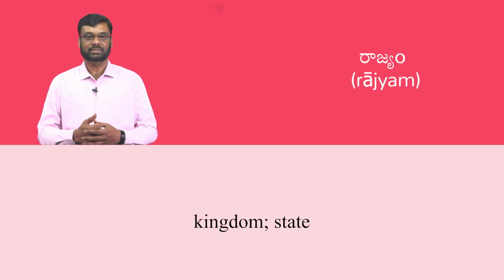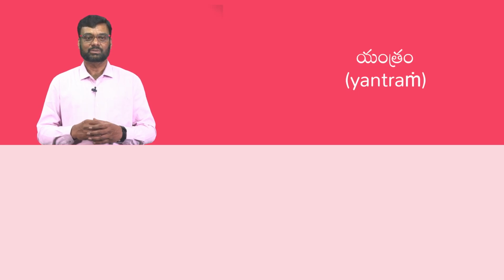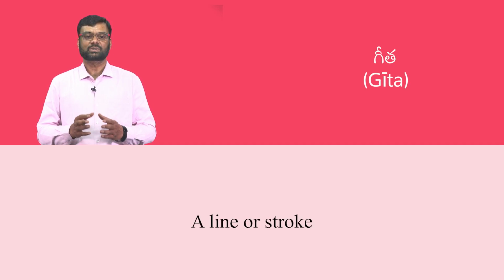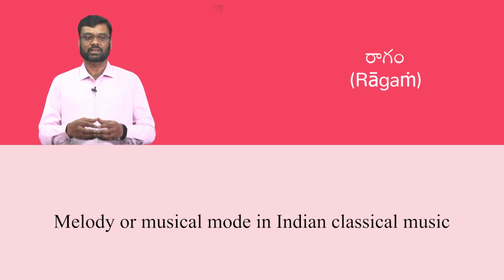Rajyam, which means state or kingdom. Iyana, which means this man. Yantram, which means machine. Jam, which means noise of bees. Geeta, a line or a stroke. Ragam, melody or musical mode in Indian classical music.